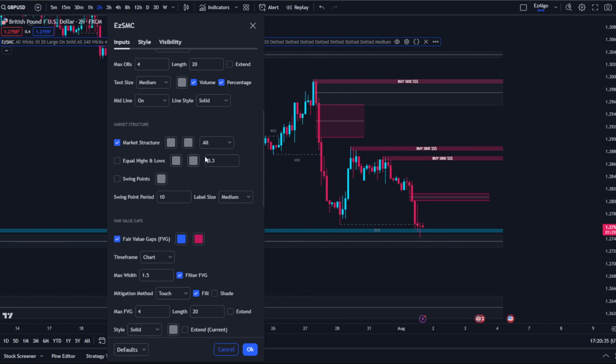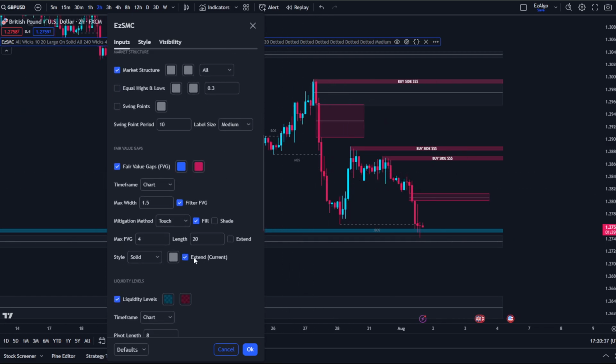All right, next we have our fair value gaps, right? I'm super excited about our fair value gaps. We probably have some of the most unique fair value gaps on the market, and we also have a lot of customization. So we have a filter and a max width. So if you only want to see the biggest fair value gaps, you can change this width to, let's say, 2, maybe 2.5, and it will get rid of these smaller fair value gaps, which is a great added addition.